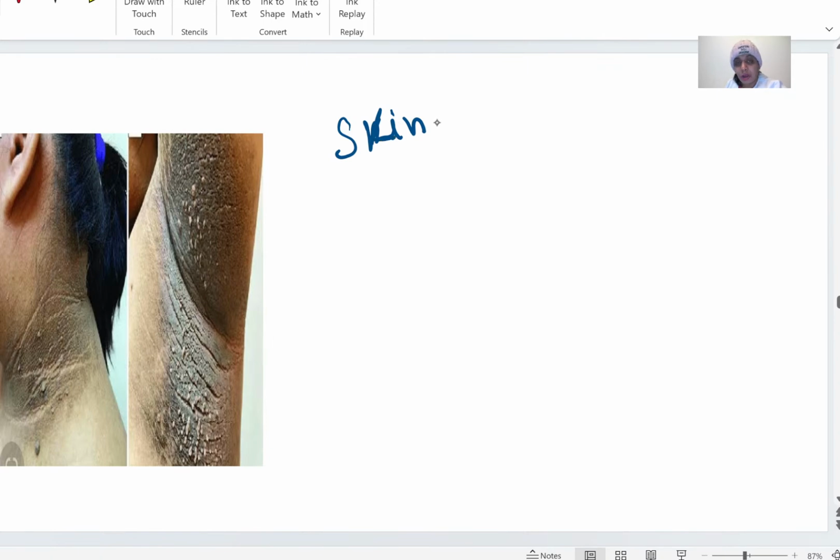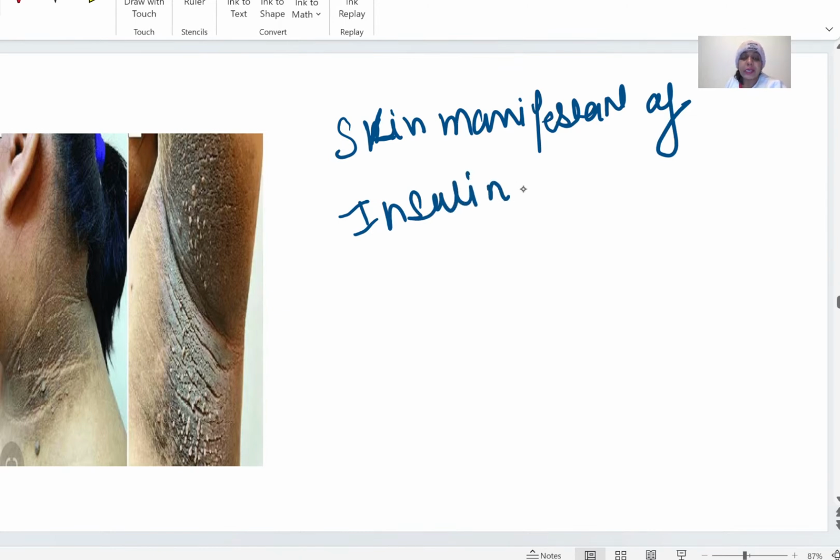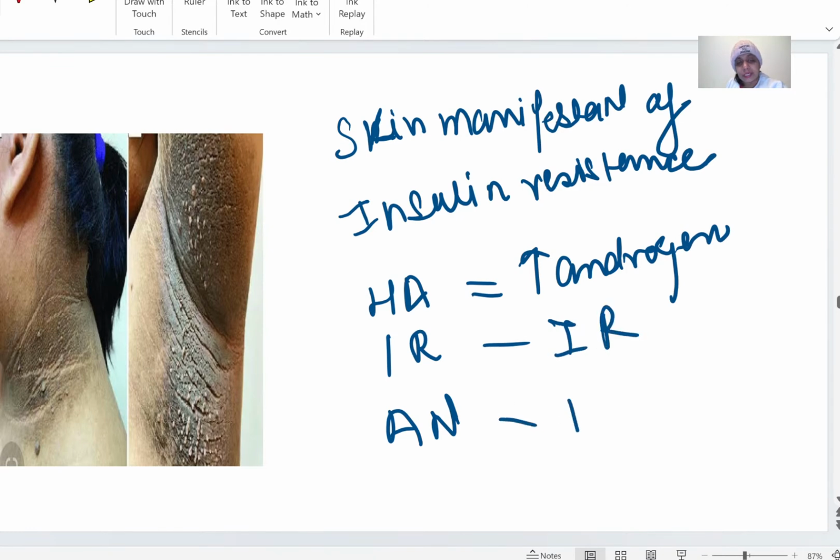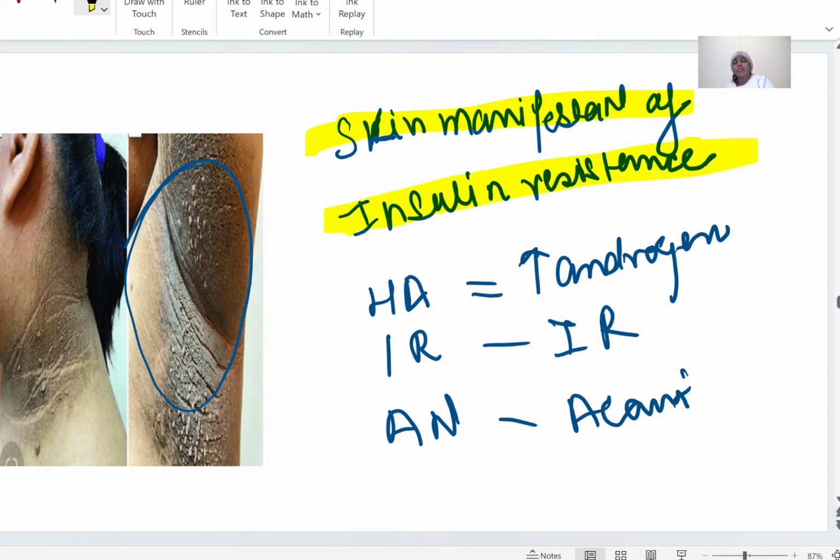Skin manifestation of insulin resistance. इंसुलिन रेजिस्टेंस जब बॉडी में हो जाता है तो उस पेशेंट में स्किन ऐसी हो जाती है. This is hair, and HA stands for increased androgen. पीसीओएस में हो जाता है ये इंसुलिन रेजिस्टेंस, अकैंथोसिस नाइग्रिकेंस इसको बोलते हैं. ठीक है, नीट पीजी में क्वेश्चन आया था ऐसे, स्किन मैनिफेस्टेशन ऑफ इंसुलिन रेजिस्टेंस. स्पॉट डायग्नोसिस ऑप्शंस में बहुत कुछ था, ये वाला टिक करना था.